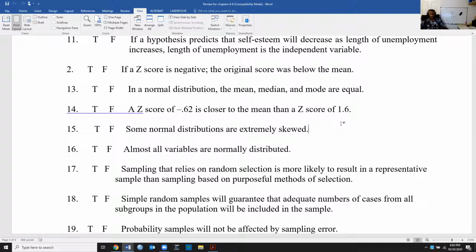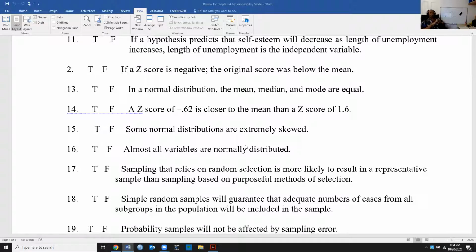So 14, a z-score of negative 0.62 is closer to the mean than a z-score of 1.6. True or false? True. Why is it true? Does anybody need clarification on this? Or can anybody explain this to me? There's no such thing as a negative z-score, so it would turn out to positive 0.62, and so 0.62 would be closer to the mean.